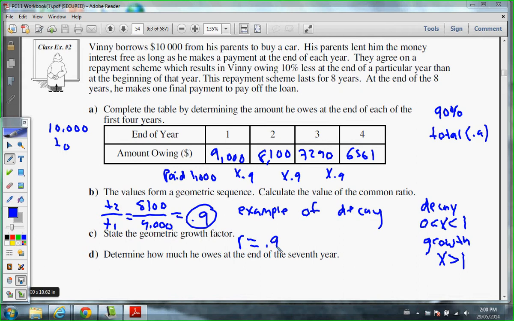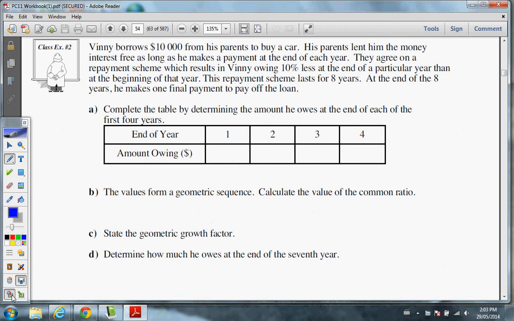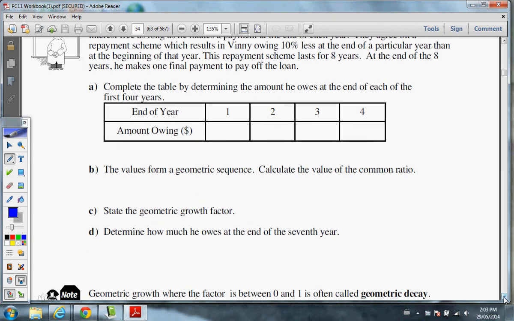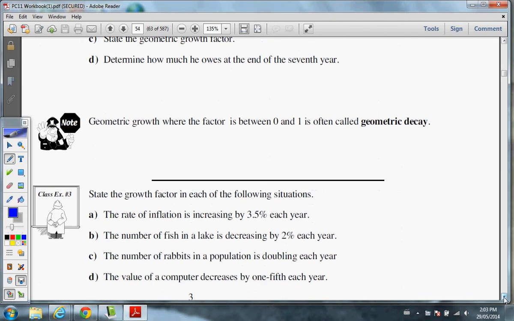Okay, determine how much he owes at the end of the 7th year. So determine how much he owes in the 7th year. So let's go ahead and move this up a little bit so we have more room for work.